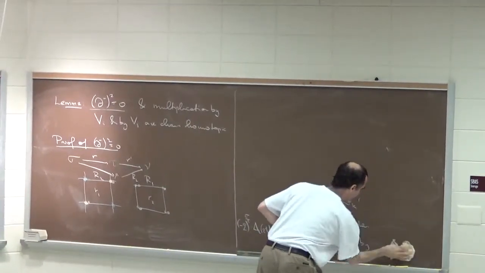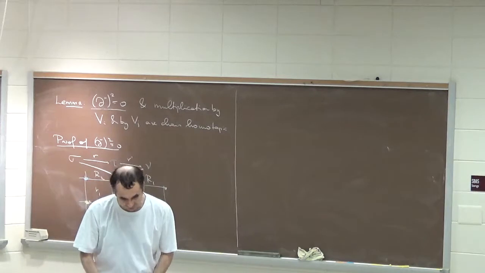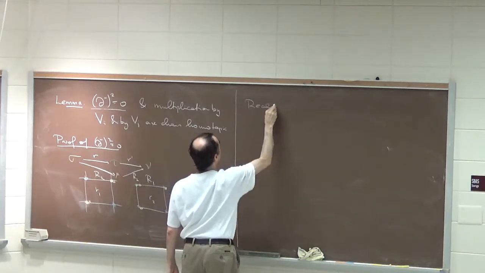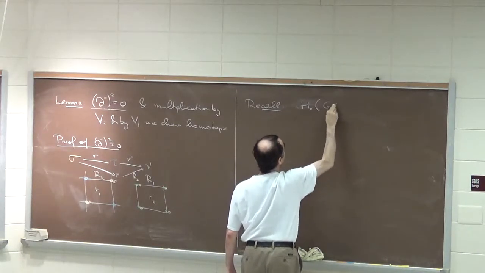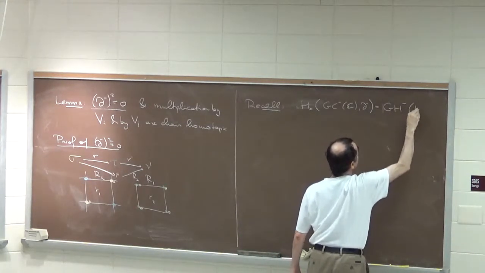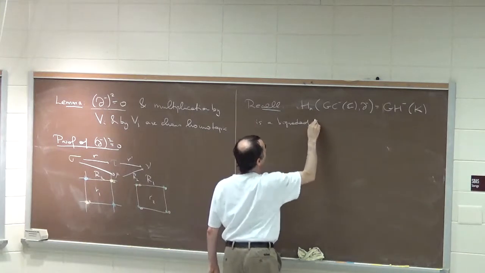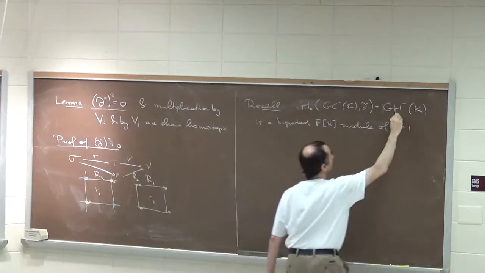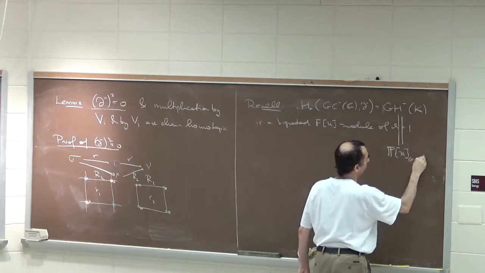But instead, let me show you how to apply this theory. So recall, the homology of GC-hat of G, which I denote by GH-hat of K, is a bigraded F[U] module of rank 1. So as I already wrote down, this looks like a free module in some bigrading plus some torsion part.